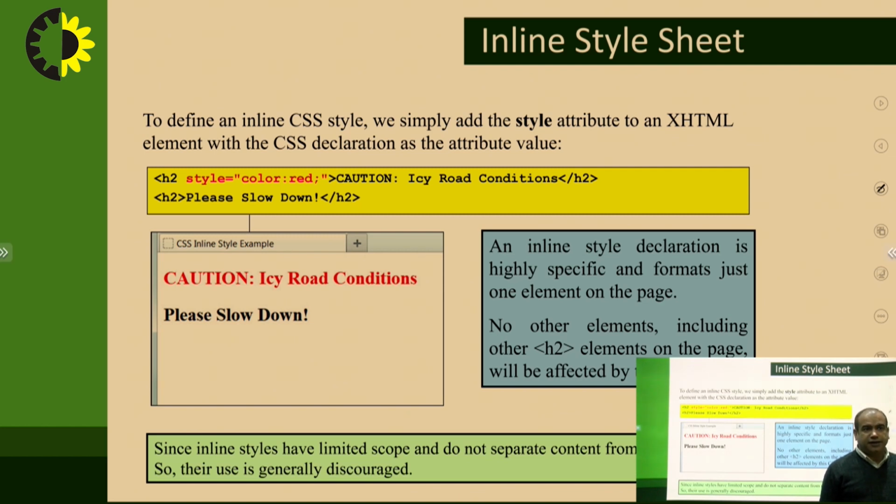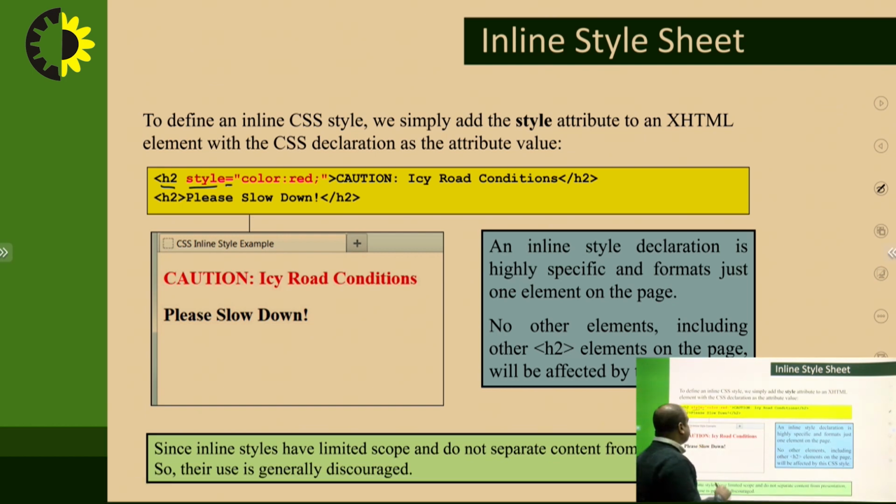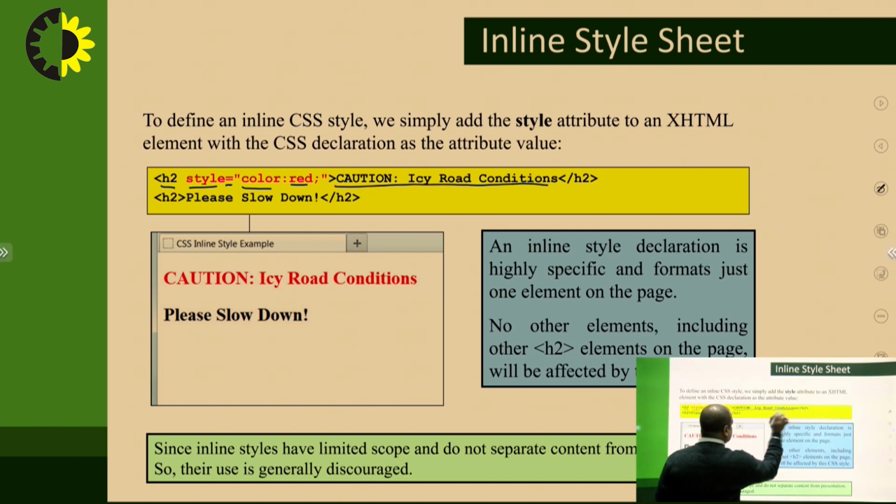To define an inline style sheet, we simply add a style attribute to an XHTML element with the CSS declaration as the attribute value. If I write here, you will see the h2 tag is here. Next, I will use the style attribute equal to, colon, start, that particular attribute value, or we can say selector, its attribute and its value: color equal to red. Next, text is written here.